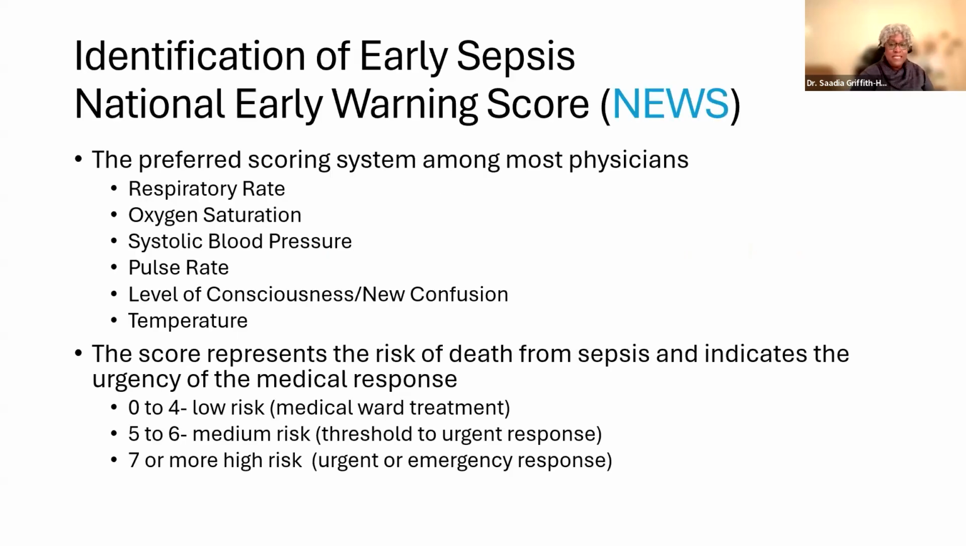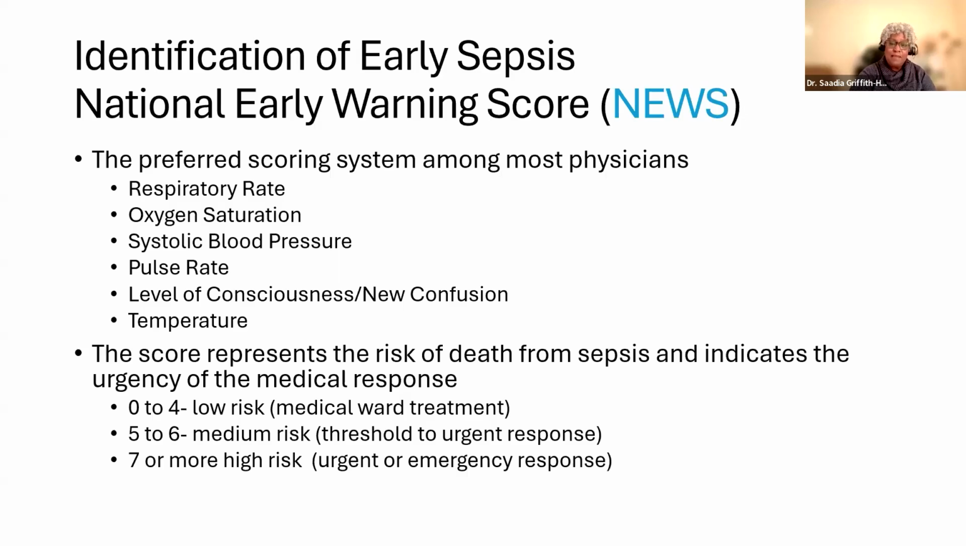So now we're in a busy clinic. We're going through the day. Is there anything that can help us to identify some early signs of sepsis? And there are two scoring systems that have been developed that can help in this regard. And one is the NEWS, National Early Warning Score, for early sepsis. This is the score that's most preferred nowadays among physicians.